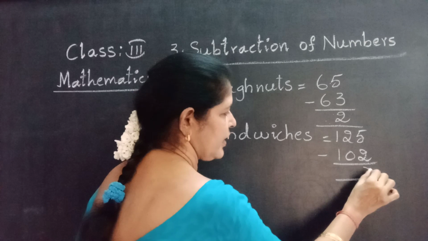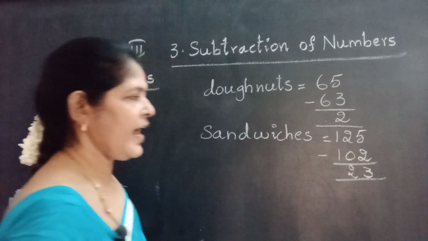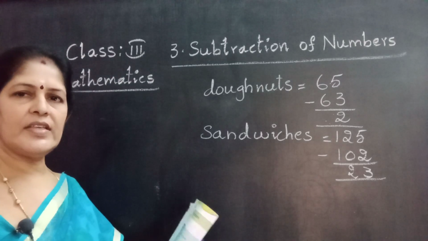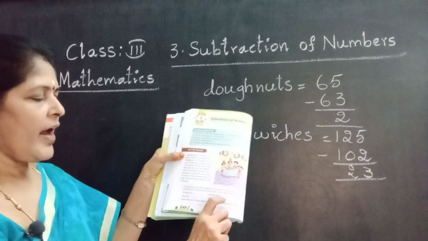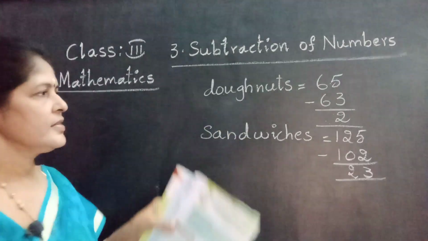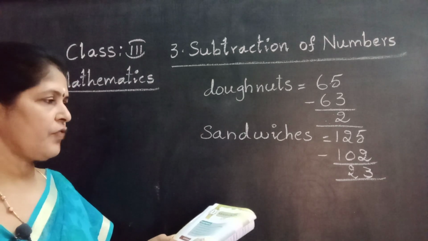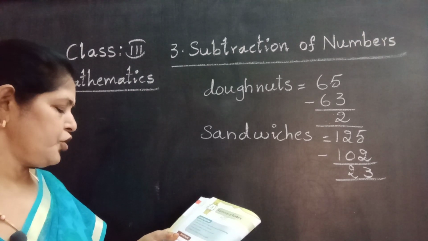5 minus 2, 3, and bring down 2. How many sandwiches are left? 23 sandwiches are left. Write the number 23 here. Donuts, 2 donuts are left. Sandwiches left are 23.